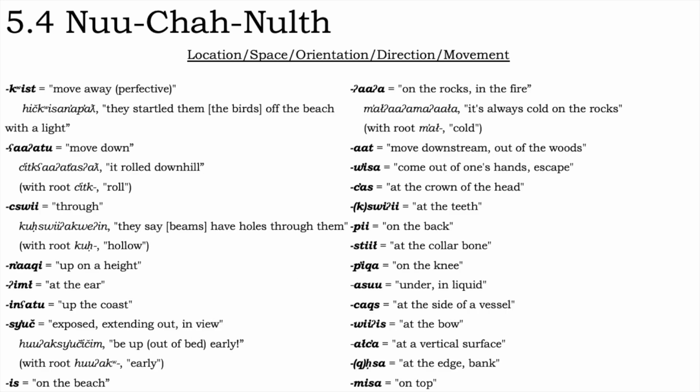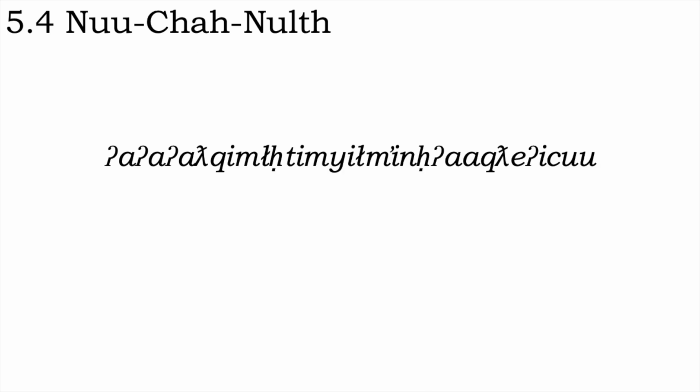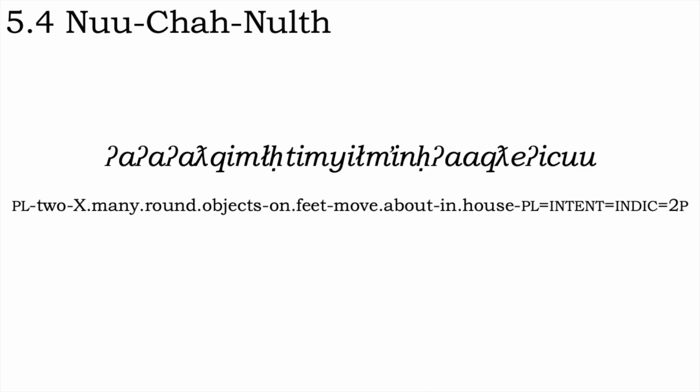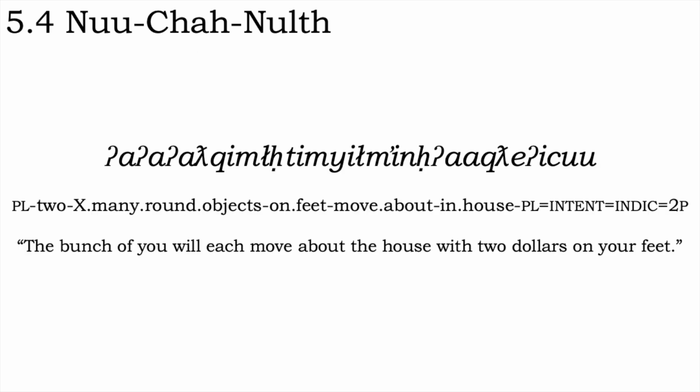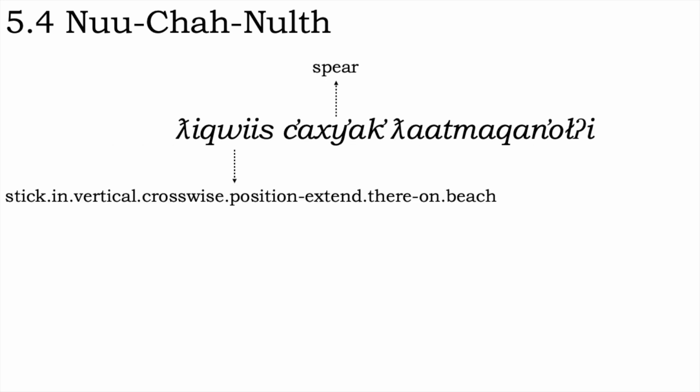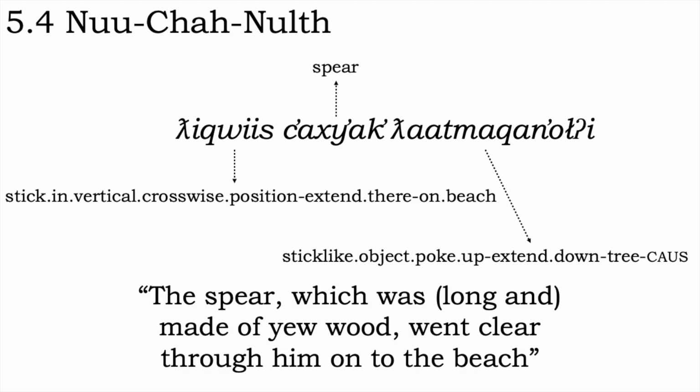One of the most notable usages of lexical suffixes, though, is in conveying extremely precise indications of location, space, orientation, direction, and movement. Many of these are body part terms. This final example is a single word which illustrates just how much information can be packed into a single verb in this way. Or take the following example sentence as well for a second example.